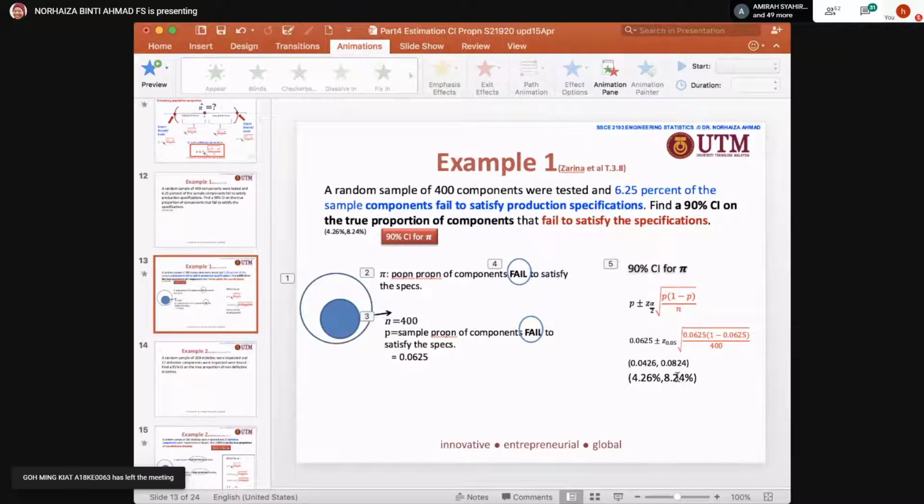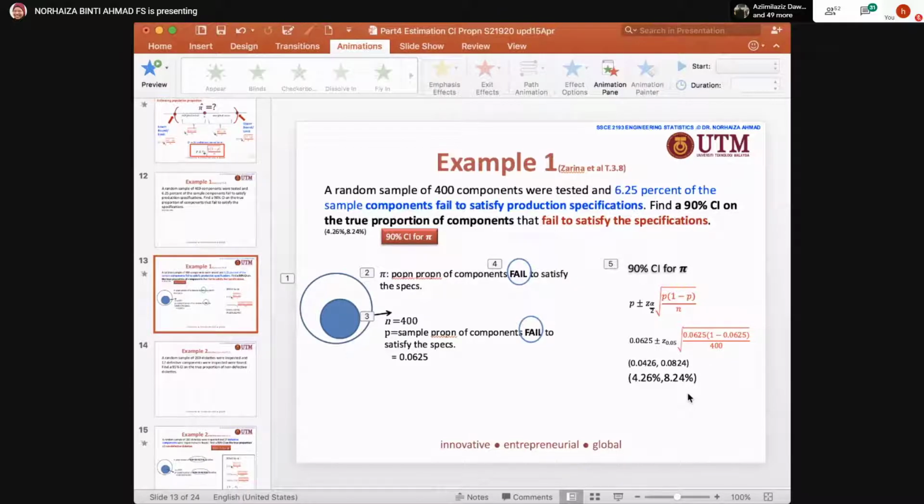8.24% is quite a big value if you're doing mass production of some components and they fail. It's a lot. So for 400, 8.24%. Let's say you're doing a mass production, 8.24% is quite a large figure. Are we clear on this? This is quite easy.